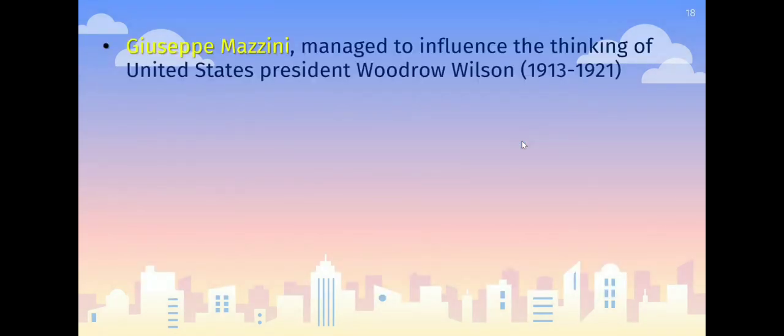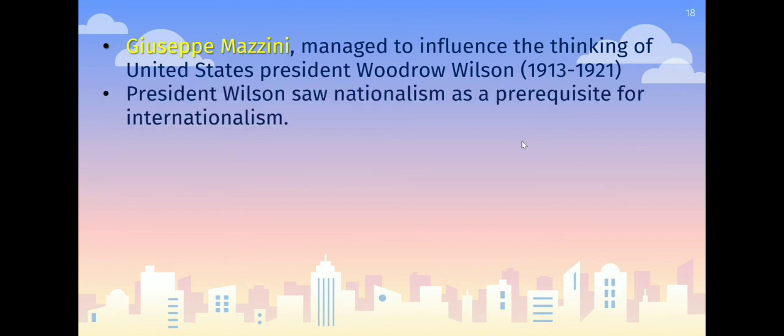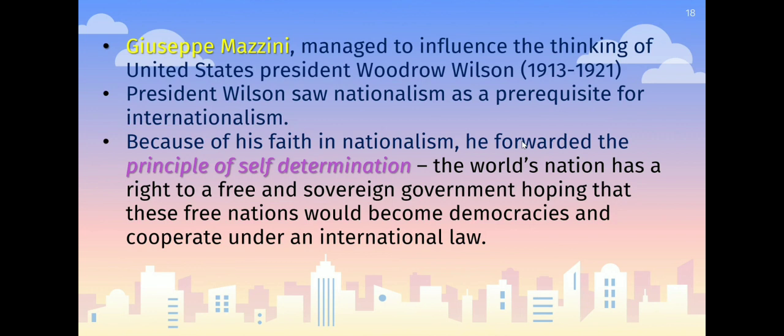Ngayon, si Giuseppe Mazzini, nung time na yon, dahil he's very active about liberal nationalism, napahanga niya si President Woodrow Wilson ng United States. Dahil dito, si President Woodrow Wilson ay inisip niya talaga that the prerequisite to internationalism is nationalism. Ibig sabihin, magkaisa muna kayo sa inyong bansa bago tayo pwedeng magkaisa sa ibang bansa. At dahil naniniwala talaga siya sa nationalism, he forwarded the principle of self-determination. Ang ibig sabihin ng self-determination is the world's nation has a right to a free and sovereign government, hoping that these free nations would become democracies and cooperate under an international law.